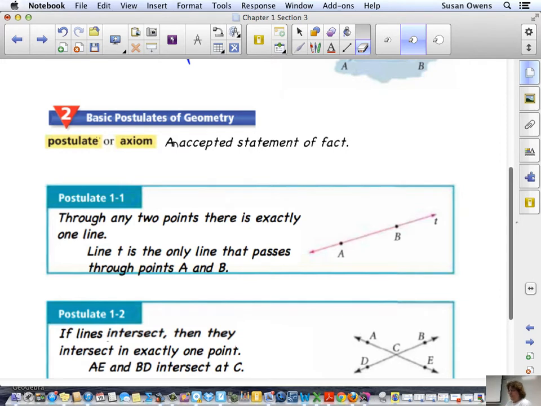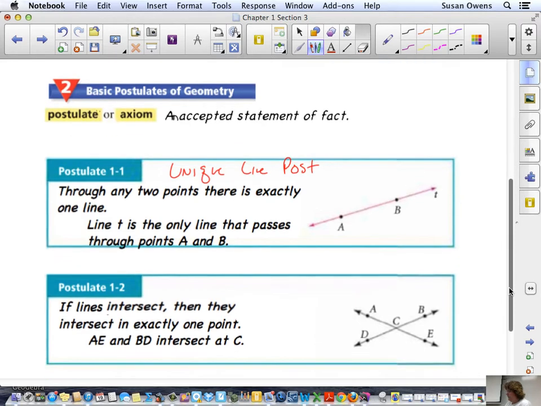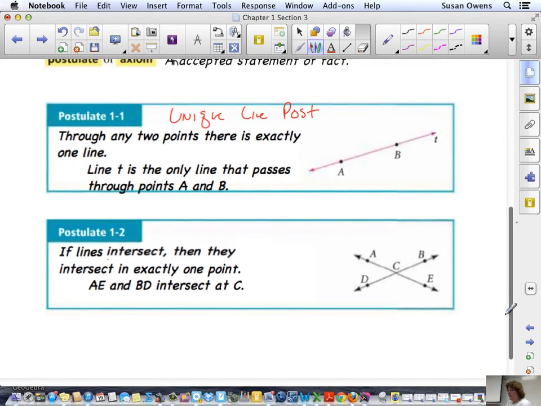So the first postulate: through any 2 points, there's exactly 1 line. This one is saying that if I draw any 2 points anywhere in space, there's only 1 line that can go through those 2 points. This is called the unique line postulate. The next one says, if lines intersect, then they intersect in exactly 1 point.